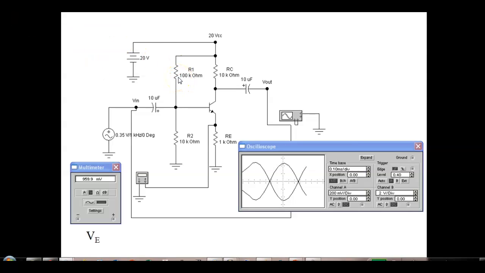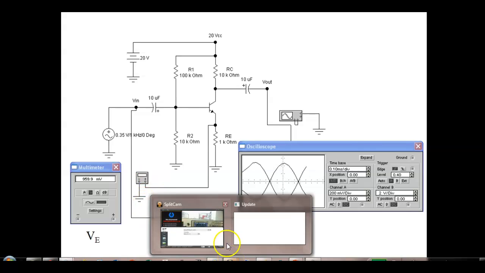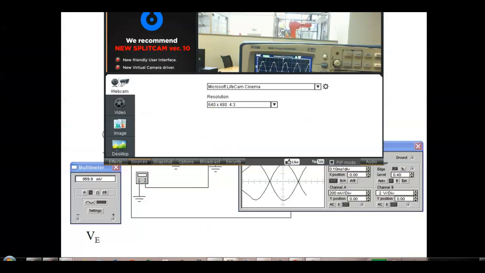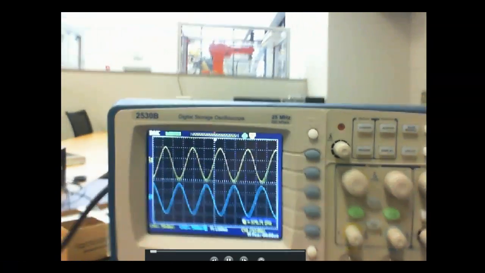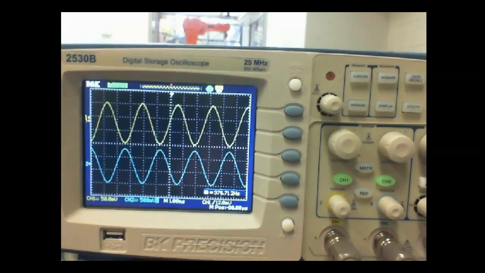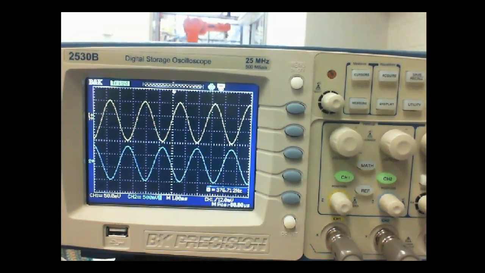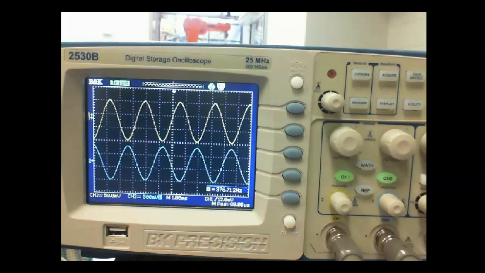So what I'm doing is measuring my output voltage. With 100K, we should still expect a gain pretty close to 10. Let me bring my camera back up. The yellow is my input, on the top, and the blue is my output, on the bottom. I'm taking it on the other side of the capacitor, so I'm taking it on the AC side.